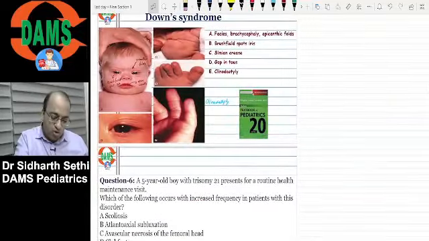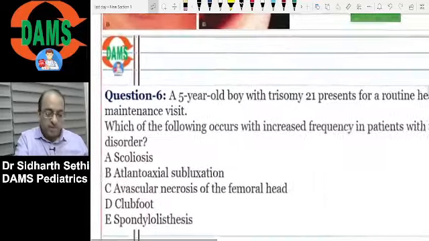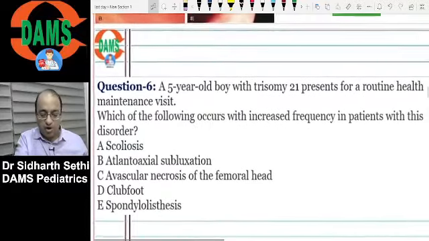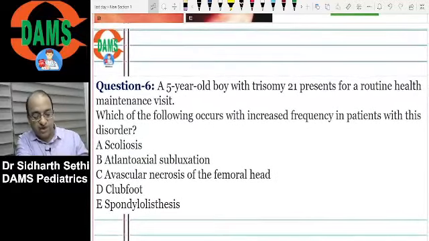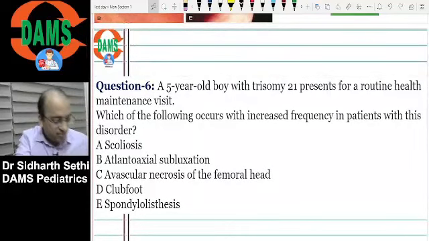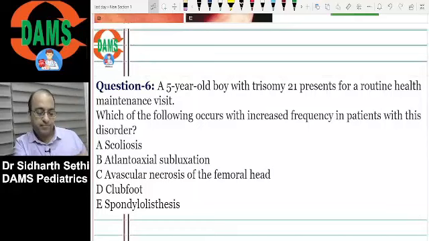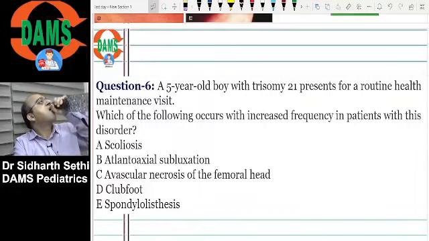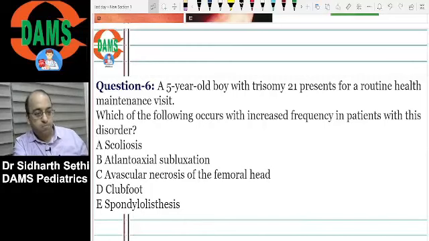Now you should know the systemic problems of Down syndrome. All of you should know the systemic problems of Downs. So question number 6 is on Down syndrome, systemic problems. Can anyone tell me? Question number 6. Anyone?